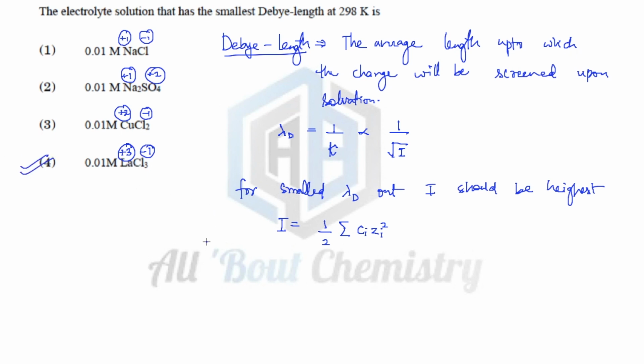So the highest value is going to be for option number 4. Since the concentration is the same, the highest charge will be here, and if the highest charge is here, the Debye length will be smallest. So the smallest Debye length will be for LaCl3. That's how you can easily predict. Or if the question had asked for the longest Debye length, you have to look at the smallest charge, and the answer would have been option number 1. I hope this is now clear to you. Let's go to the next question.